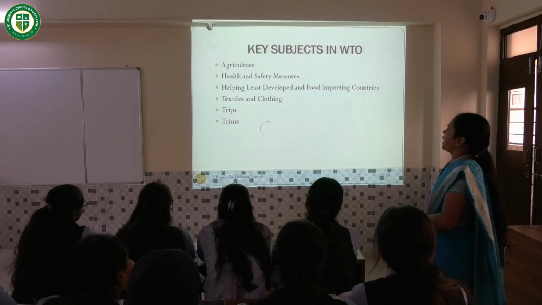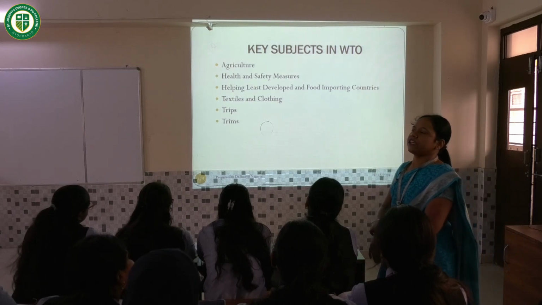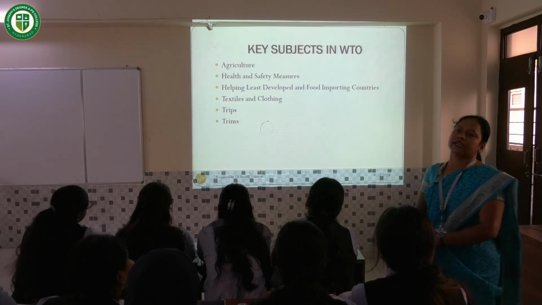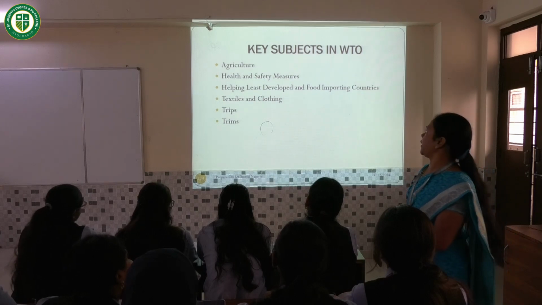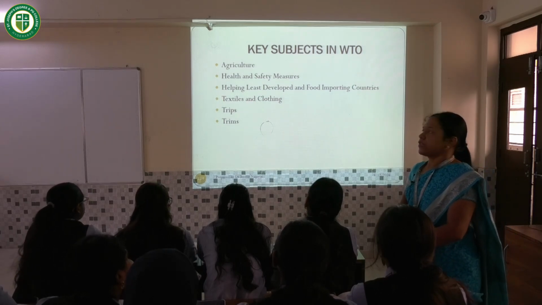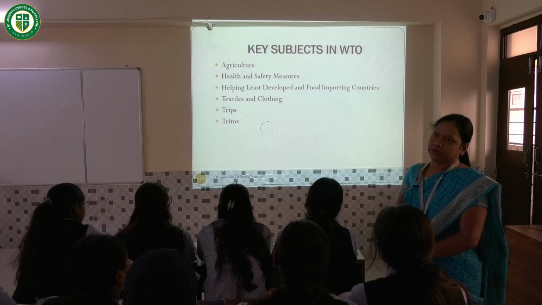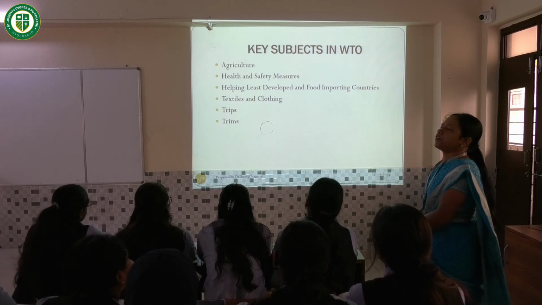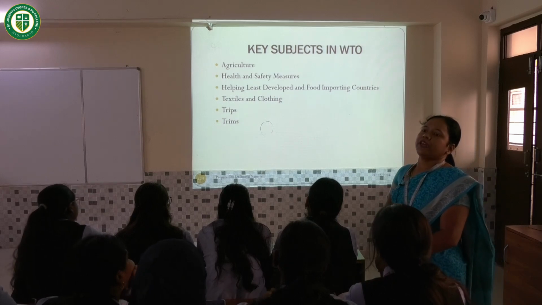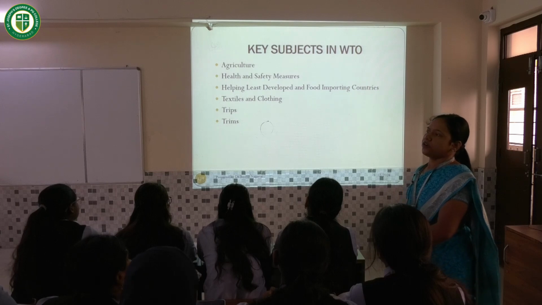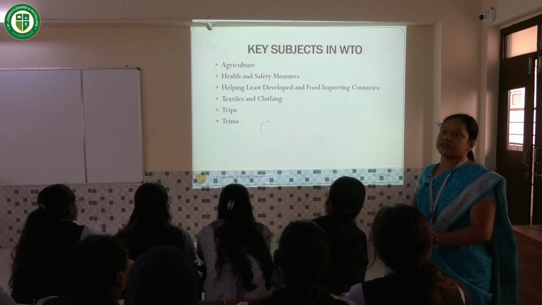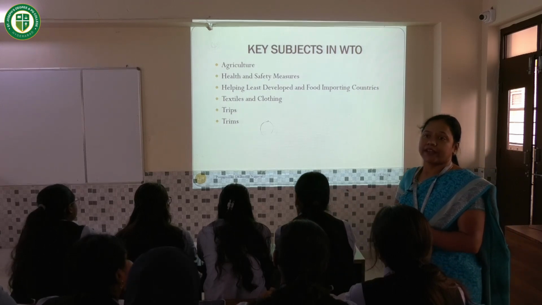We look into the key subjects in WTO. Basically, key subject means different provisions that are there in the World Trade Organization. The first one being agriculture. WTO frames certain elements that have to be included in the agriculture. What is the market access that the agriculture sector can have?